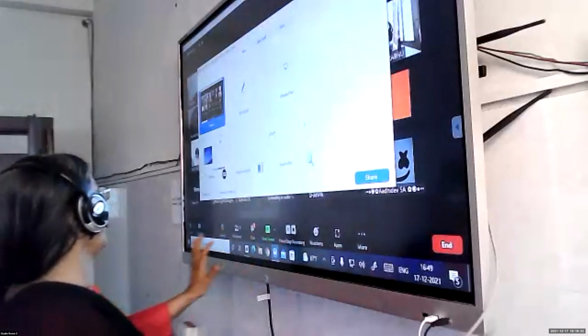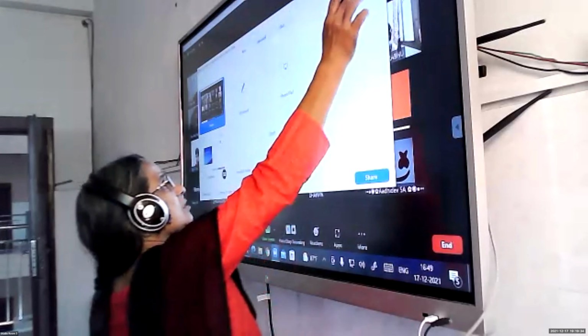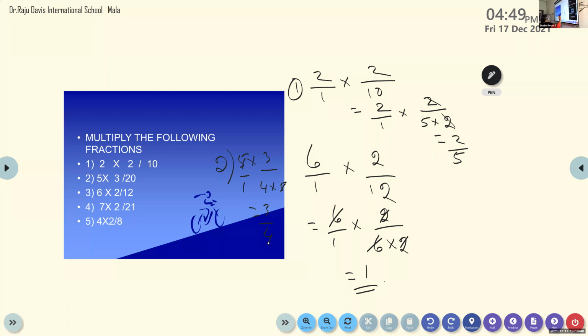Check it. All of you completed 3 problems. Ma'am, what is the second one answer and third one answer? Second one answer is 3 by 4. What is third one answer then? Third one answer is what? 1. So first you get 12 by 12, right? And then you reduce. 2 by 5, first one.